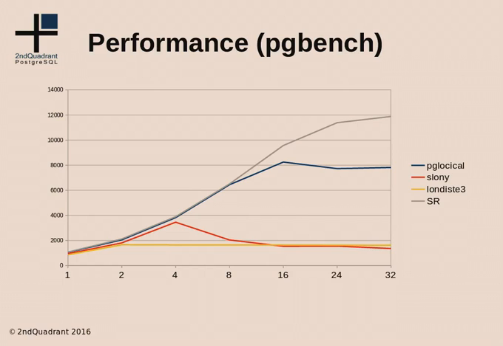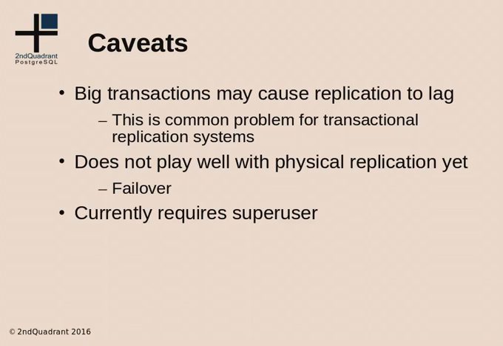There are also use cases where we are much slower than what's shown there, which is, for example, if you have really, really large transactions that change millions of rows.